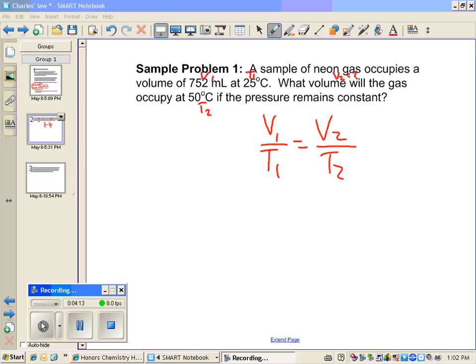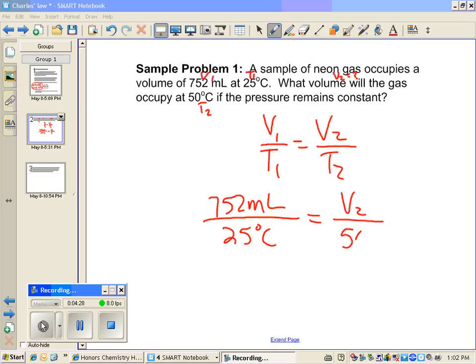All right? My volume 1 was 752. My temperature 1 is 25 degrees Celsius. My volume 2, I don't know. My temperature 2 is 50 degrees Celsius. Now, before I go any further, can I use these temperatures? I've got to add 273. So I'm not going to use 25 degrees Celsius, Dylan. I'm not going to use this right here. I'm not going to use 50 degrees Celsius right here.